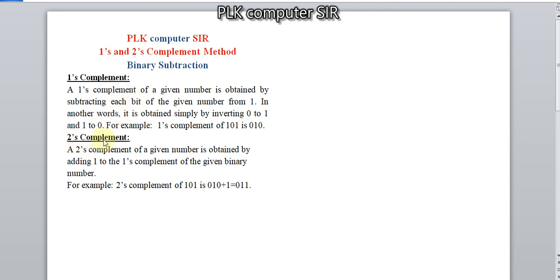Now the 2s complement of a given number is obtained by adding 1 to the 1s complement of the given binary number. So for example, the 2s complement of 101 is, so 1s complement of 101 is 010, then you have to add 1. So 010 plus 1 you will get 011. In this way you can calculate 1s complement and 2s complement.